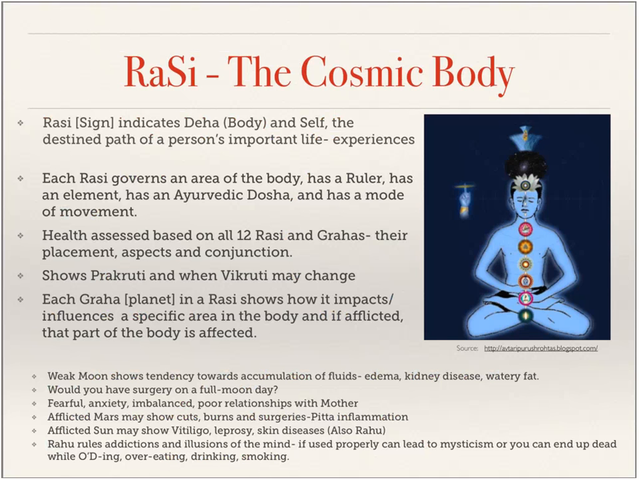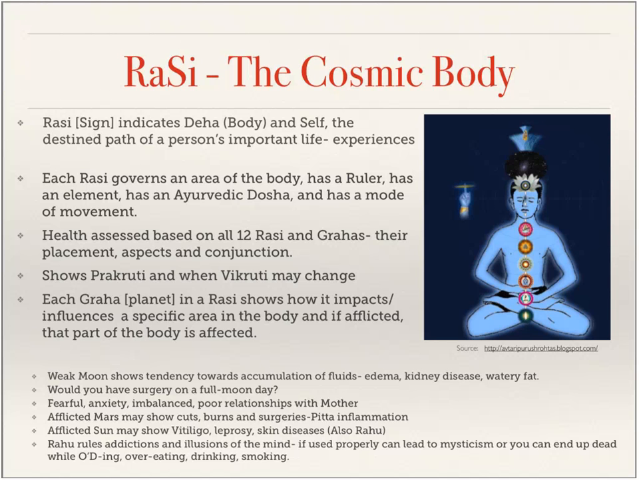Okay, again, touching on those concepts. So Rashi, the sign, indicates Deha, the body or the self, the destined path of a person's important life experiences. And as I mentioned earlier, each Rashi governs an area of the body, and each Rashi also has a natural lord. Each Rashi is governed by an element. Each Rashi is governed by an Ayurvedic dosha. Each Rashi also has a gati, or a mode of movement. So there's all these complicated things that I hope are beginning to show you guys that you can't just look at one little thing out of perspective or out of context, right?